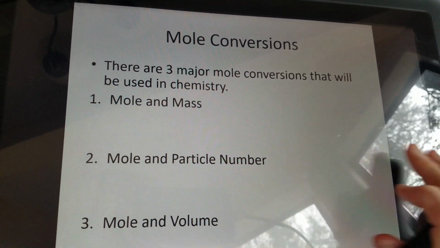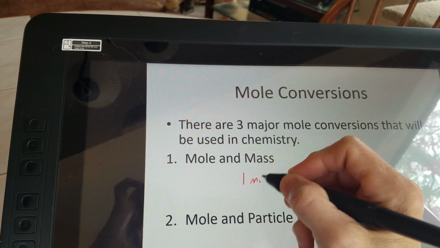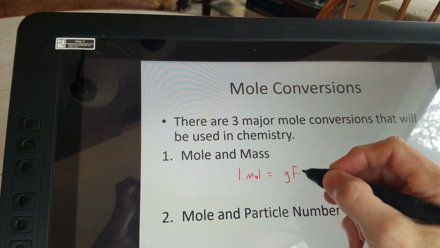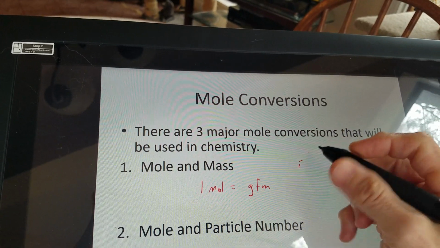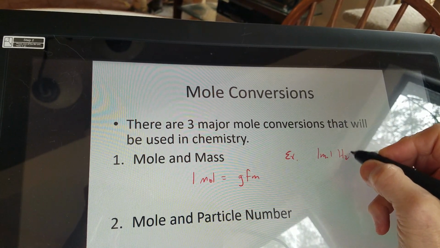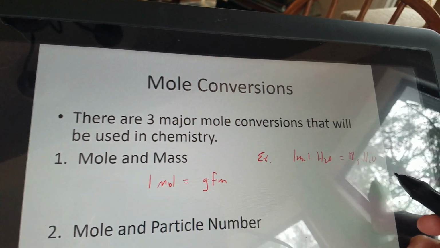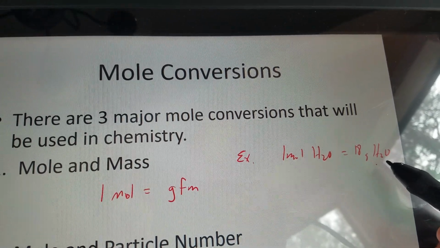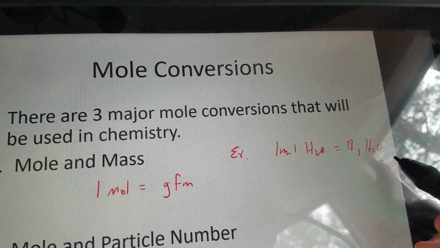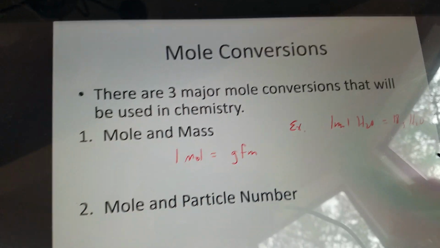This is going to be determining the gram formula mass, so you know that 1 mole of anything is going to be equal to the gram formula mass of that compound. So for example, we learned in an earlier video that 1 mole of water was 18 grams of water. And we got our 18 grams by knowing that we had 2 atoms of hydrogen, each at 1 atomic mass unit, 1 oxygen at 16, and add that together and you'll get your 18. So we'll review that as well.